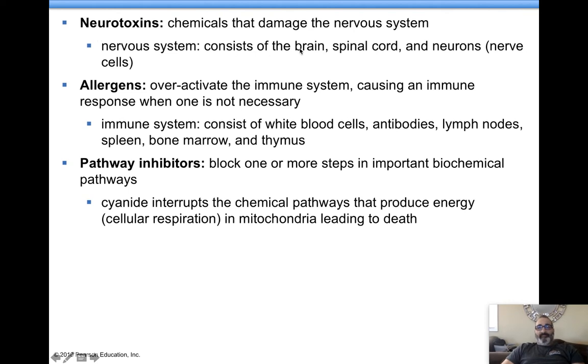Neurotoxins, chemicals that damage the brain and spinal cord, the nervous system, and the neurons, the cells that connect everything. We're going to talk about allergens. Allergens are common.